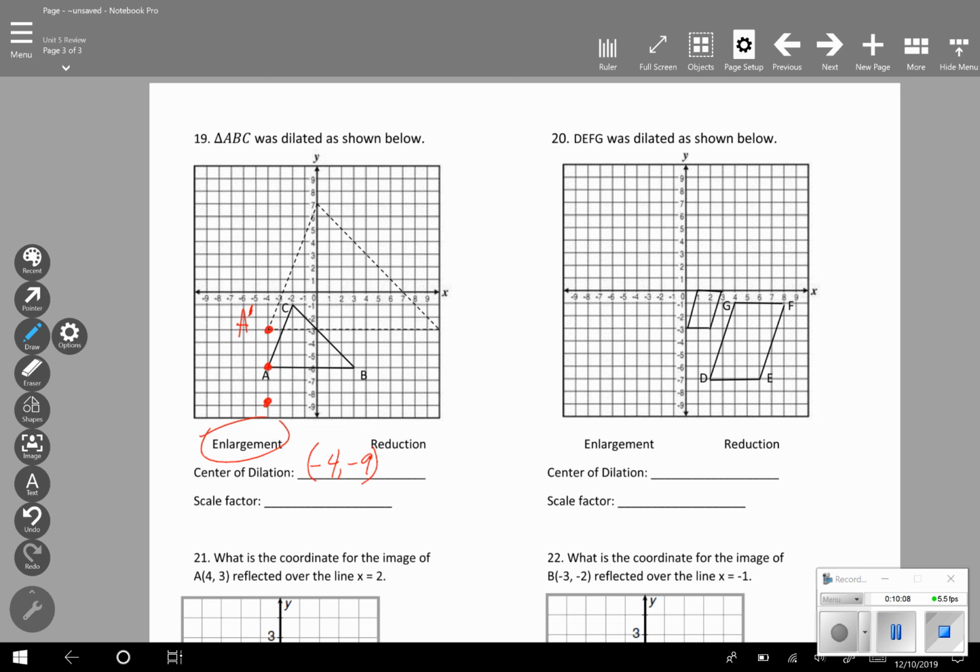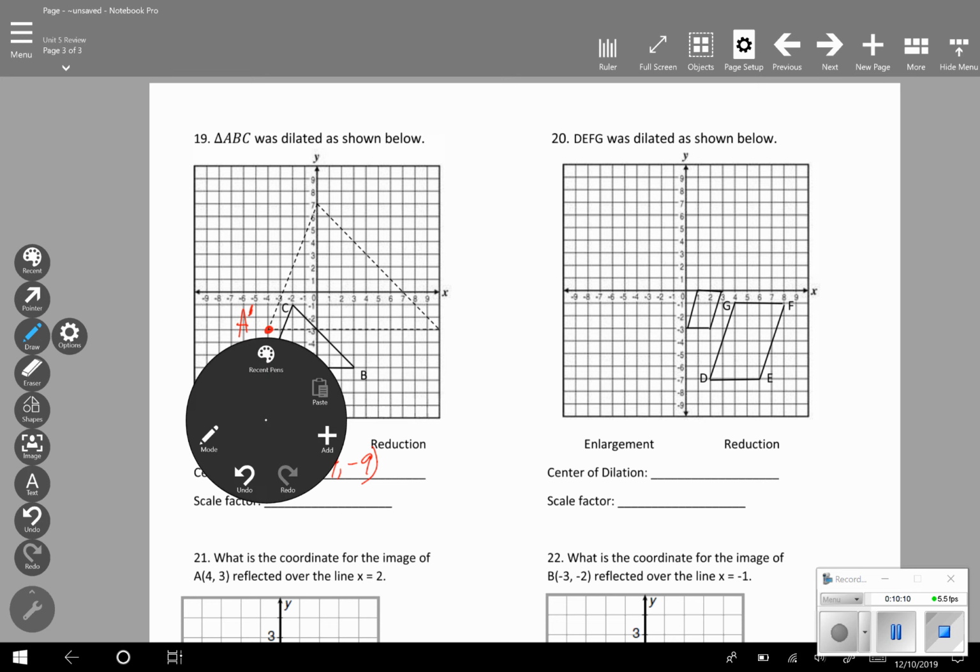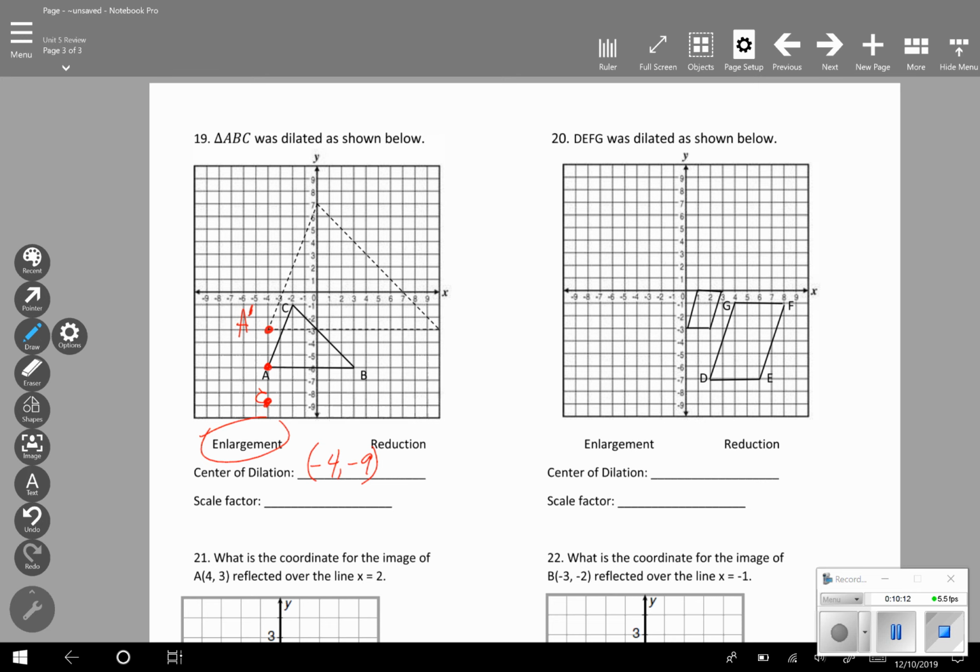So I'm going to calculate how much it takes me to get to point A prime first. So up 1, 2, 3, 4, 5, 6. So to get from my center of dilation to A prime, it's 6. Now go to the old. From the center of dilation up to A, it's 1, 2, 3. So 6 divided by 3 is 2. So my scale factor is 2. So let me just draw that line back in.